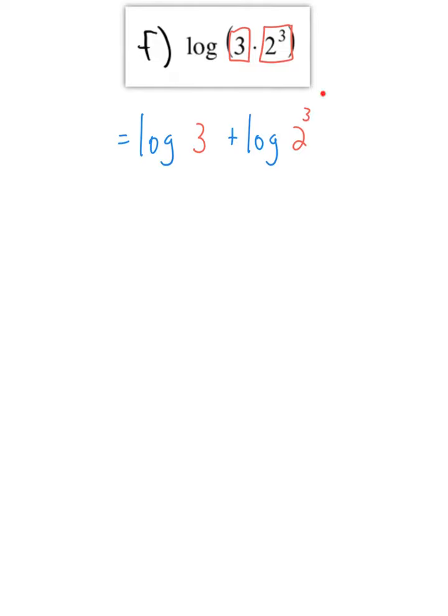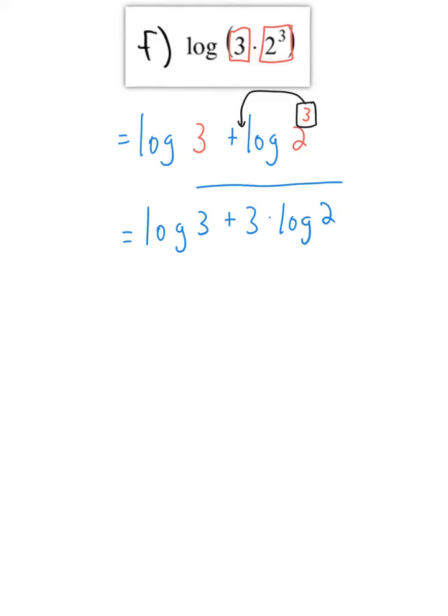Okay, this second log, now the only thing in the argument is 2 to the third, and so now everything in the argument is being raised to an exponent, and so this exponent 3 can be pulled out and multiplied out front. And that's the only thing that we'll do to change this. So that first log 3 will stay the same, and then this exponent 3 will come out front and get multiplied. So we'll have 3 times log 2. And that would be the final answer.